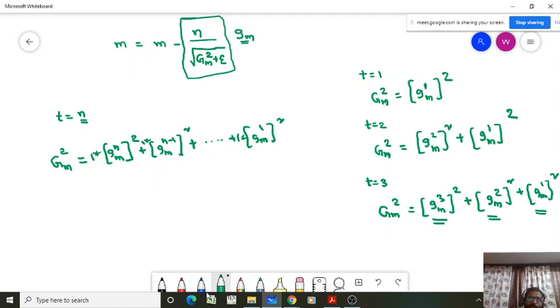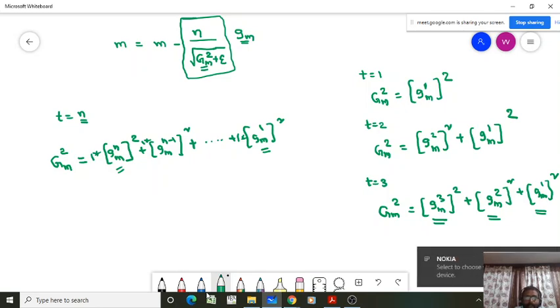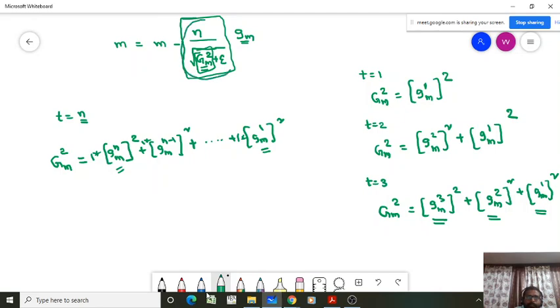So what is the limitation of this? Because of adding the squares of the gradient starting from the first iteration up to the last iteration, it leads to a large value of the sum of the squares of the gradient. Once it becomes very large, what will this factor be? It will be very small. At some instance, it may be approximately equal to 0 also.